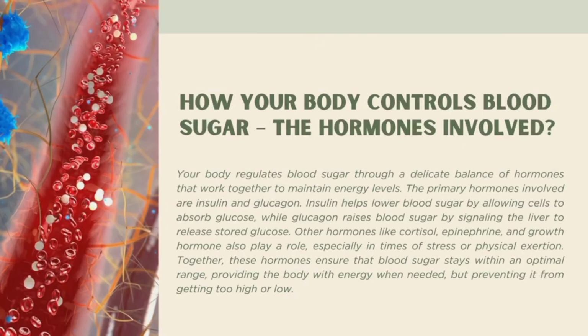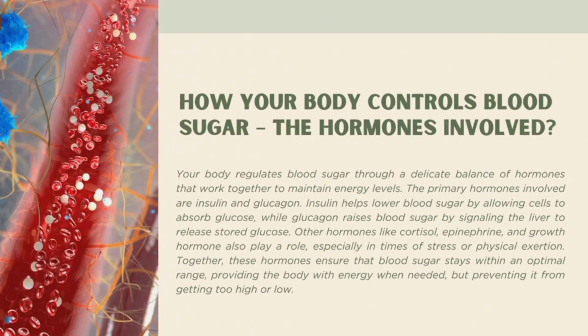Hello there, listeners. Let's talk about something really interesting today, like how your body keeps your blood sugar in check. It's all thanks to some key hormones that work together like a team. We're talking about insulin, glucagon, and a few others like cortisol, epinephrine, and growth hormone. These hormones are constantly adjusting things to make sure you have enough energy, but not too much. It's kind of like your body's way of playing the Goldilocks game. Not too high, not too low, but just right.